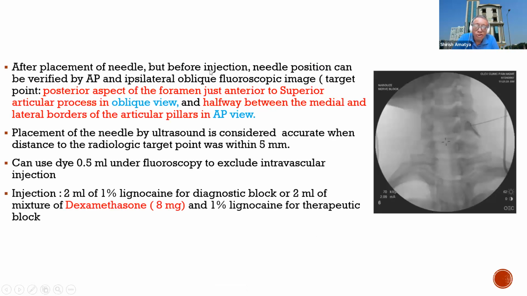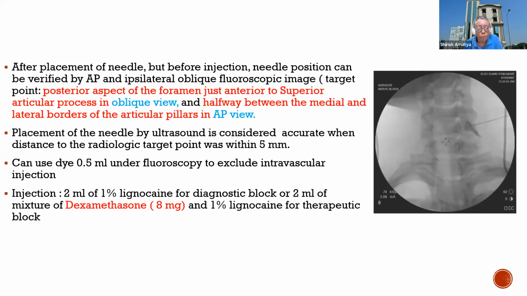And before injecting in the cervical region, after placement of the needle using ultrasound, we can take AP and ipsilateral oblique pictures with fluoroscope. Normally in AP view, our needle tip should be between the medial and lateral border of the articular pillar. And in ipsilateral oblique view, our needle tip should be just anterior to the superior articular process. If you give dye in this area, we can appreciate the dye exiting along with the nerve root, and we can also appreciate there is no intra-articular injection.